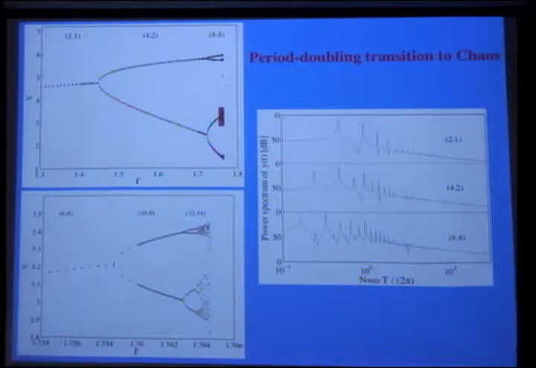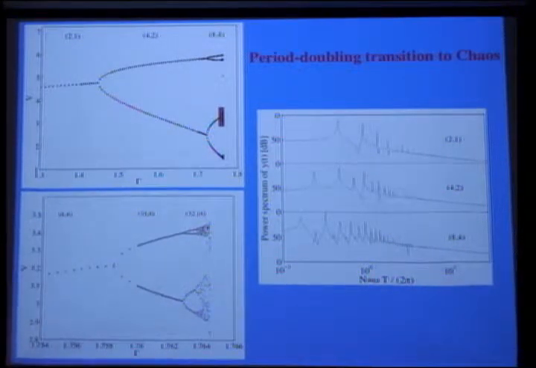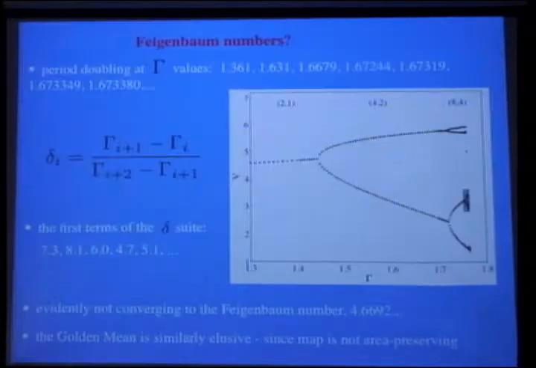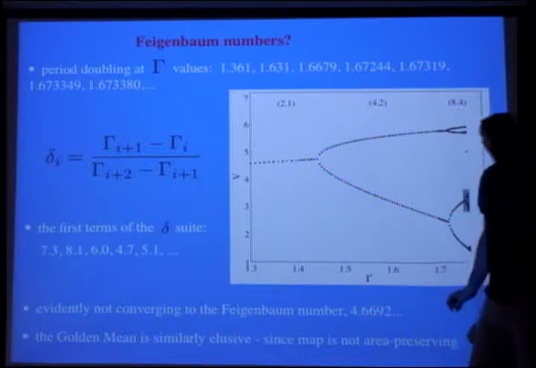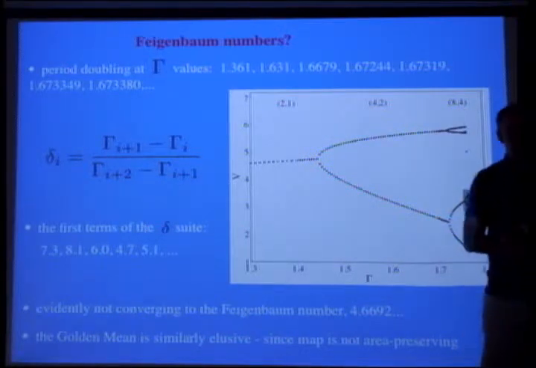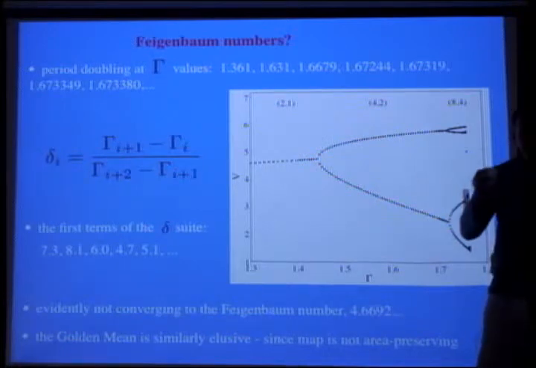So you can see that they are indeed period doubling transitions. And so there's something very nice. Have you guys done dynamical systems? I've seen a little bit in ordinary differential equations. So you've seen Feigenbaum numbers?